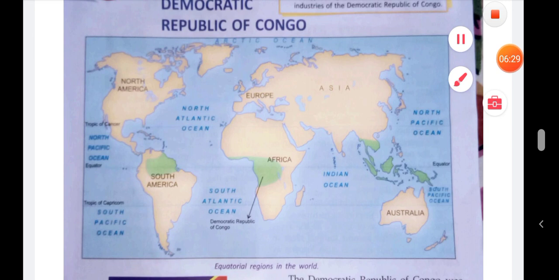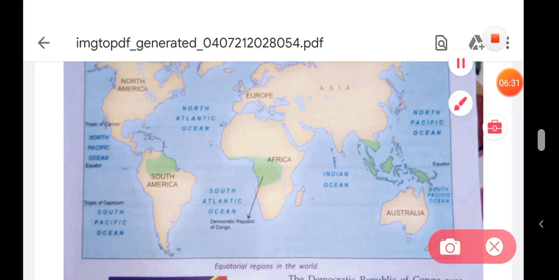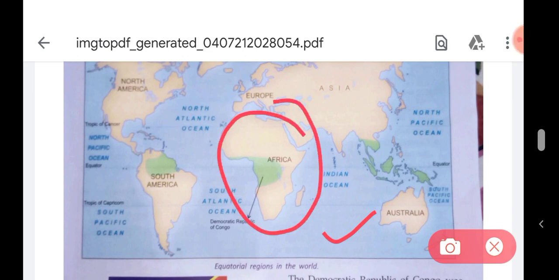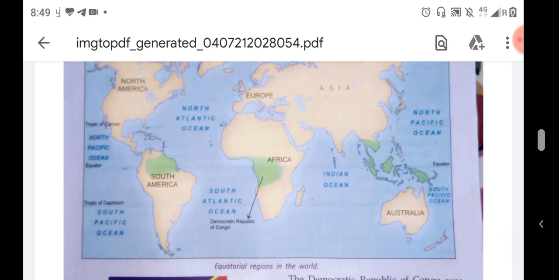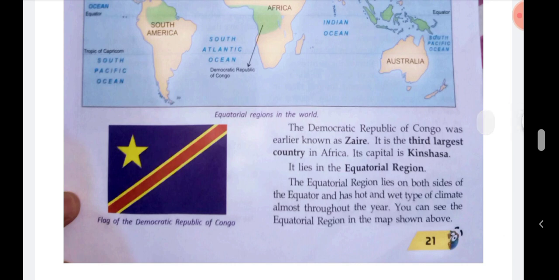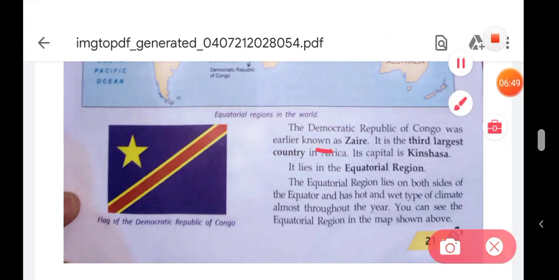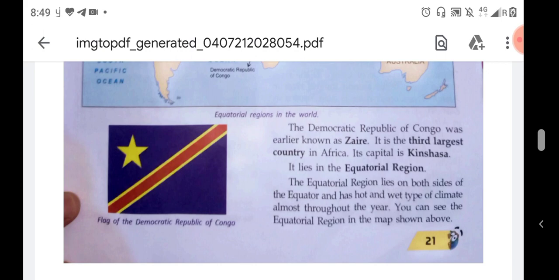Here student, in this slide you can see that this is the map of the world, and this is Africa, and here this is the Democratic Republic of Congo. So student, the Democratic Republic of Congo was earlier known as Zaire. This is an important point. Why is it known as Zaire? Because of the Zaire river. Zaire river is also known as the Congo river. So this is also an important point.